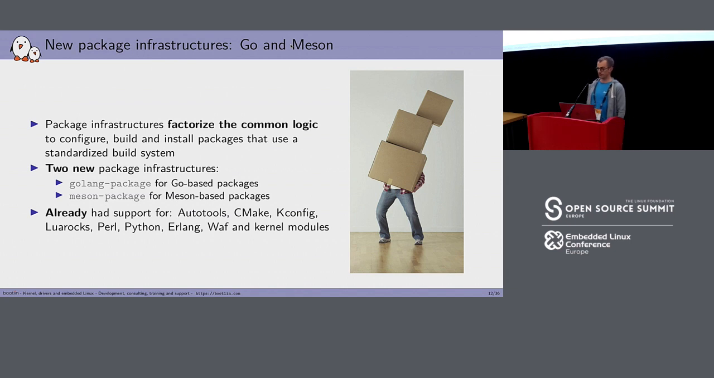Package infrastructures. So in Buildroot, we have the concept of package infrastructure, which basically factorizes the common logic of configuring, building, installing packages. When you have 500 packages that use the autotools, you don't want to repeat the source of describing ./configure and so on for 500 packages. You factorize that in a common place. So we've got infrastructure for most of the major build systems like AutoTools and CMake and things like this.